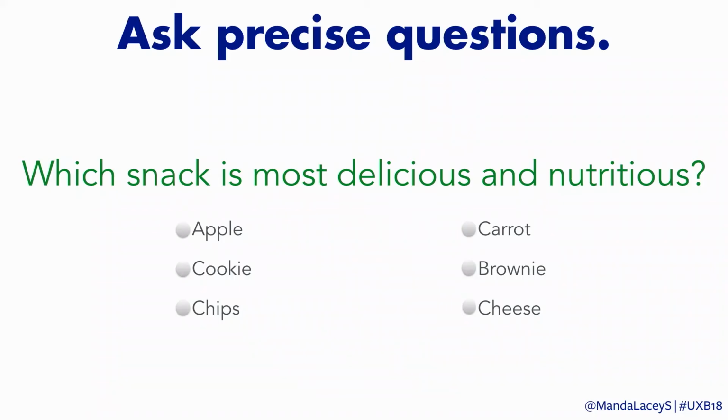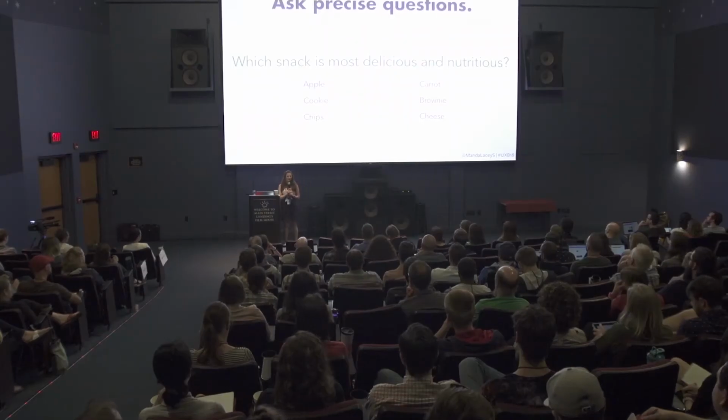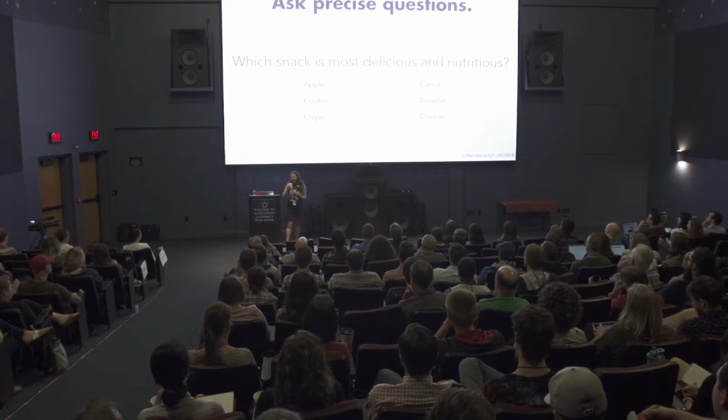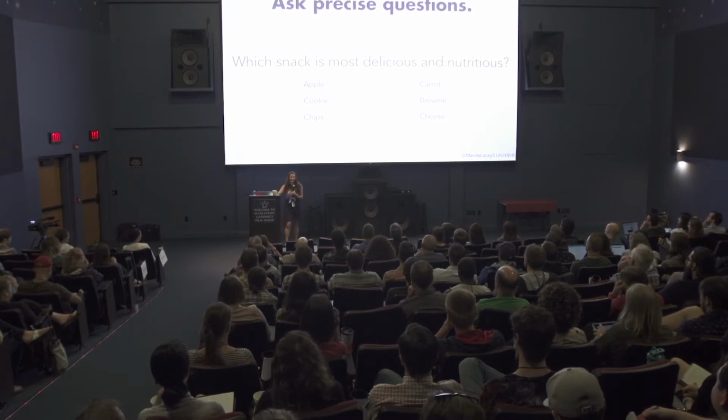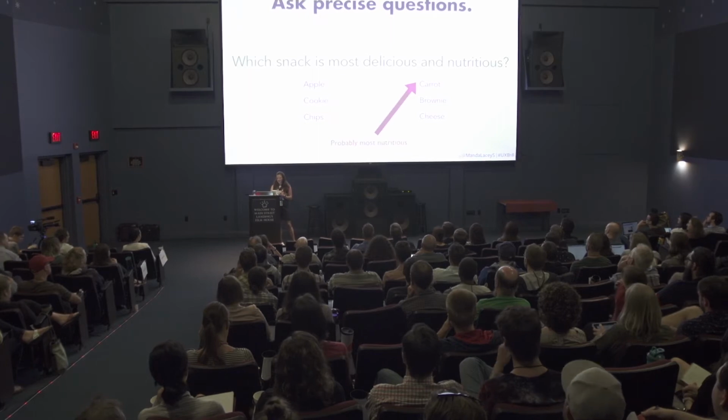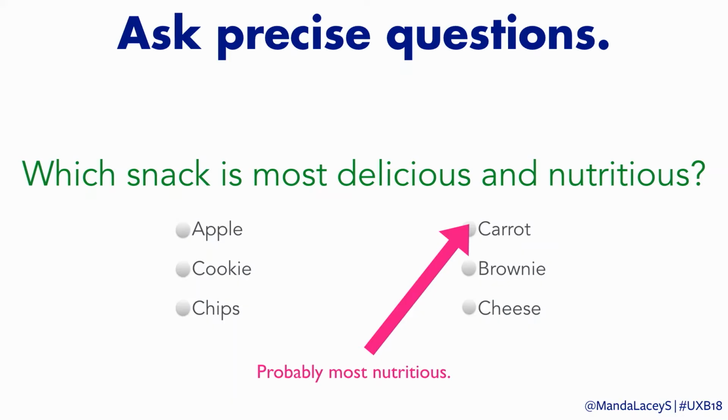So the first thing you need to do is make sure that you ask precise questions. So if I asked you, what snack is most delicious and nutritious, what would you all say? Carrot. Okay, well, again, I heard someone say it's a trick question. That's because what snack is most delicious is not the same as what snack is most nutritious. So probably a carrot is the most nutritious. But I personally don't vote carrots as the most delicious one.